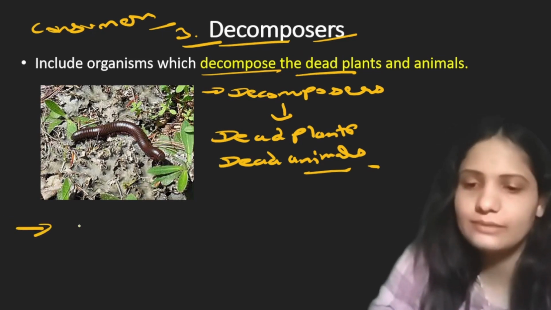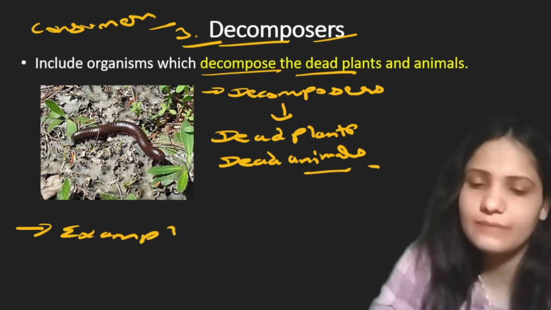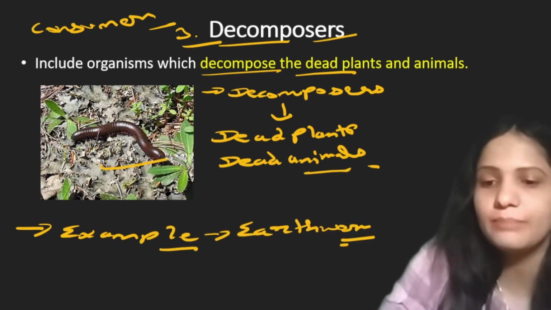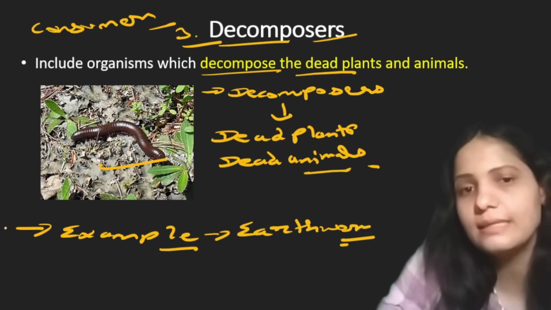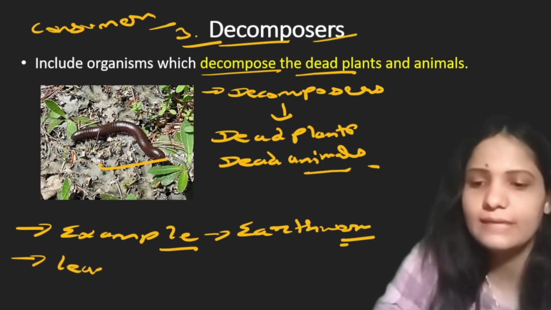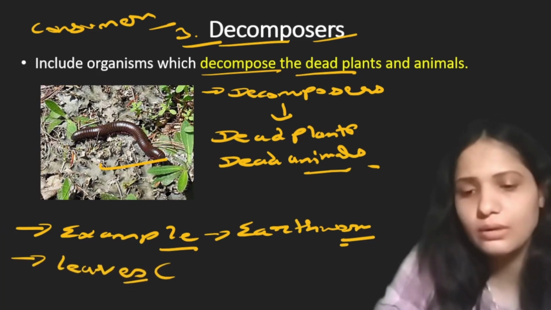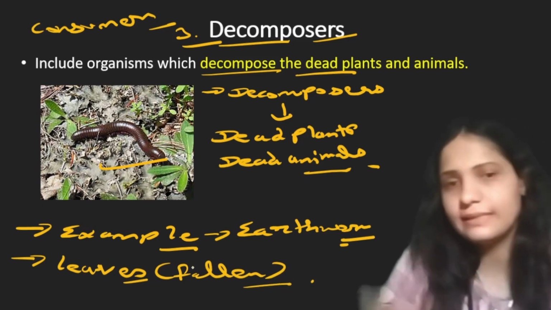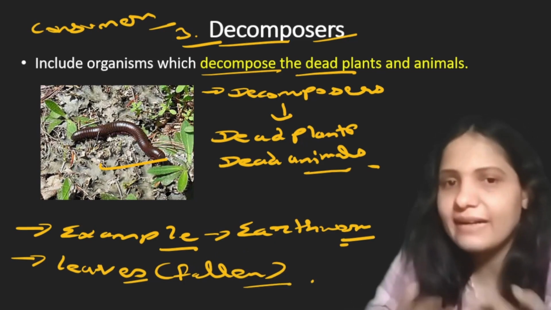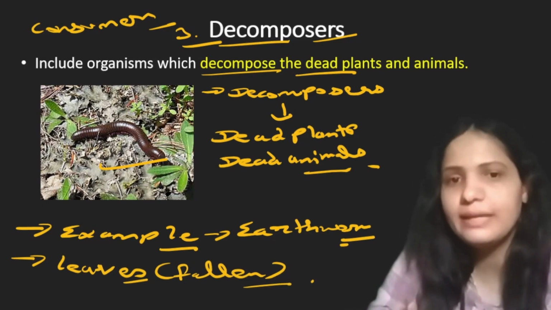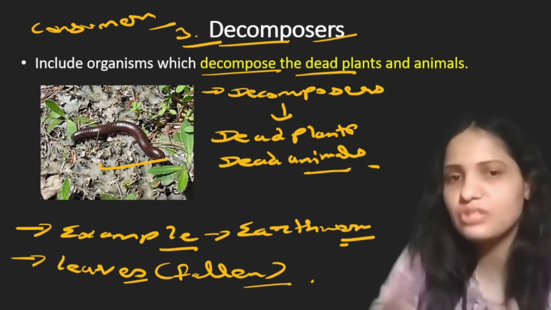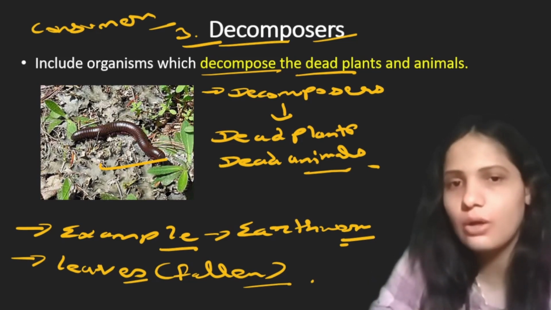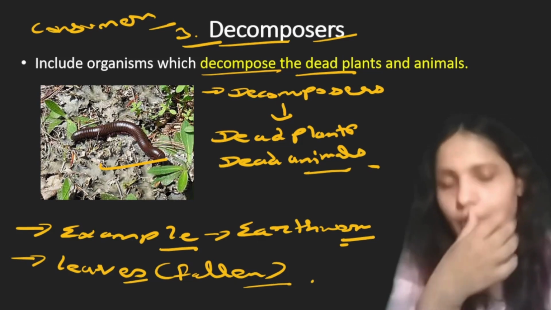As an example of decomposers, we have the earthworm. This is the picture of an earthworm. It's a decomposer. It will feed on fallen leaves of plants or other material like small dead insects or dead millipedes. These are very small animals which are dead or injured. So the earthworm is an example of a decomposer.